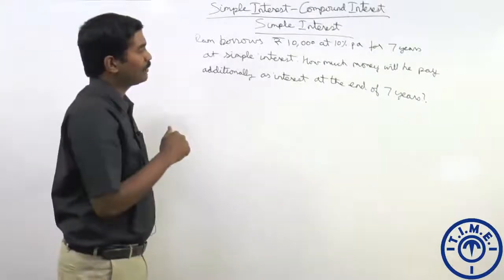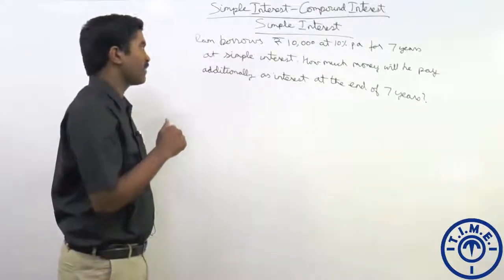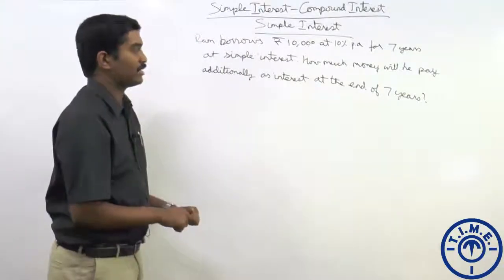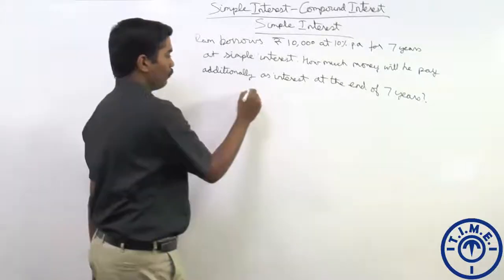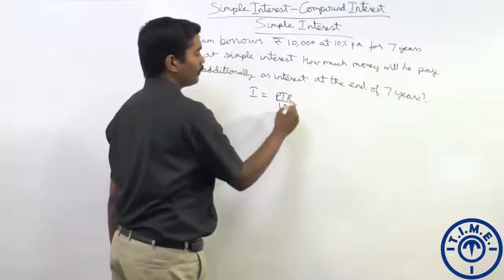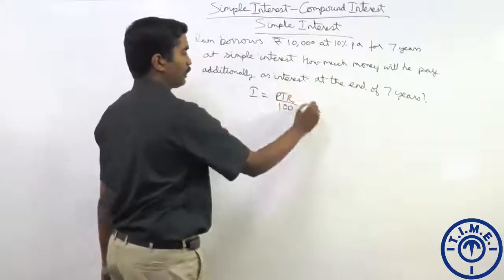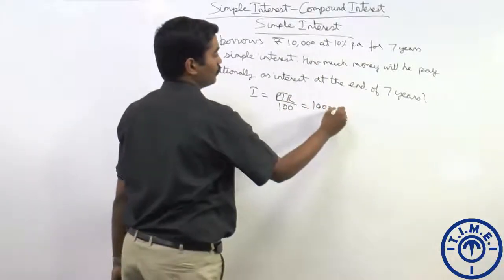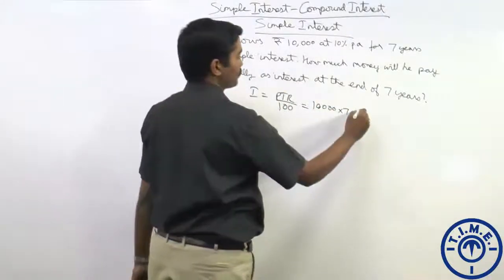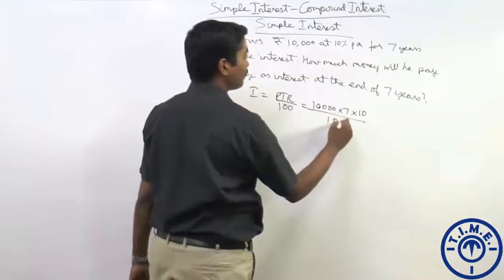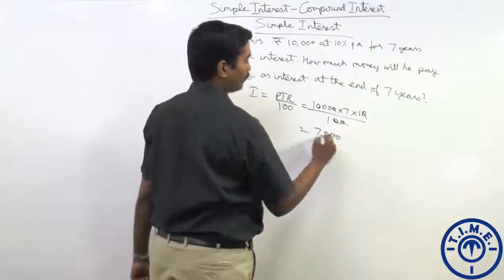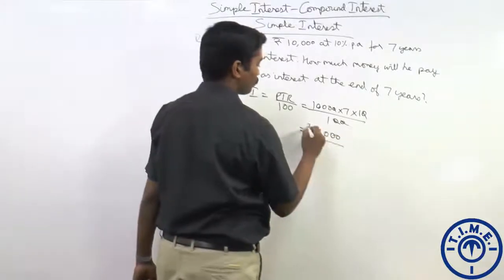Ram borrows 10,000 rupees at 10% per annum for 7 years at simple interest. How much money will he pay additionally as interest at the end of 7 years? We know that I is PTR by 100, and therefore I have the principal being 10,000, time being 7 years, and R being 10%, therefore that would be 10 by 100, and the interest paid by Ram at the end of 7 years is 7,000 rupees.